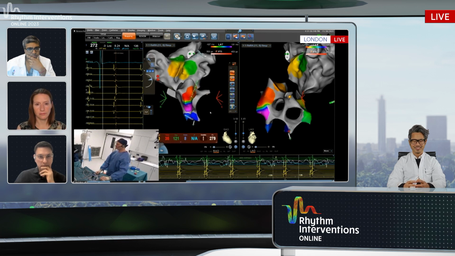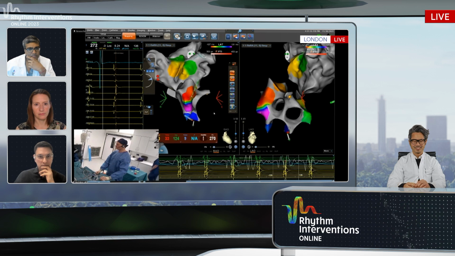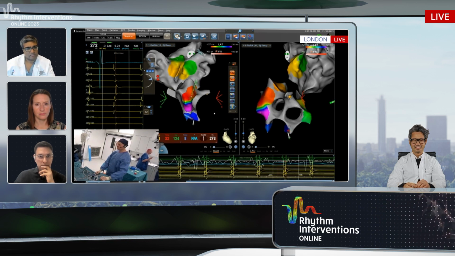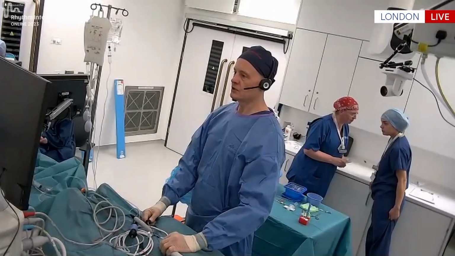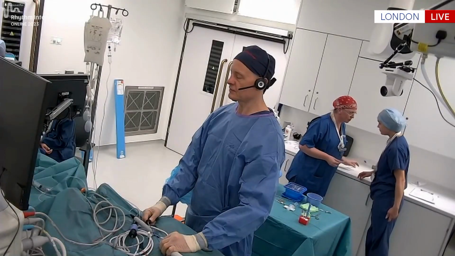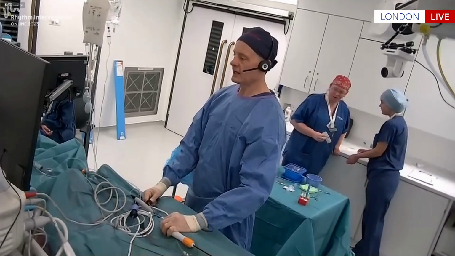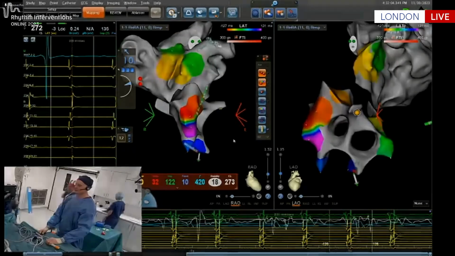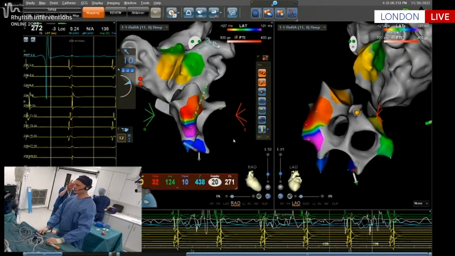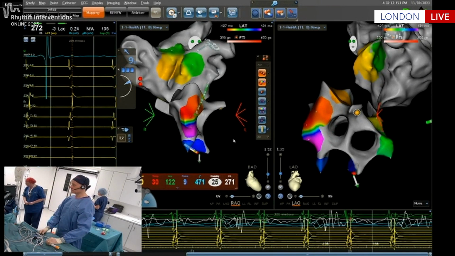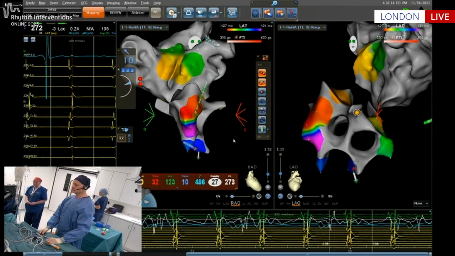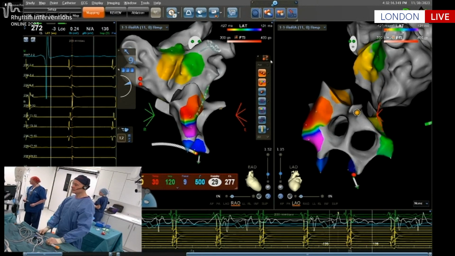So we're using the Visigo sheath. I haven't connected up the visualization to it as yet. I'm using a force sensing FlexAbility thermocool catheter, and I am looking for an FTI of 400 on a 40 watt power delivery on the right atrial isthmus. I may reduce it to 30 when I get down to the IVC end.